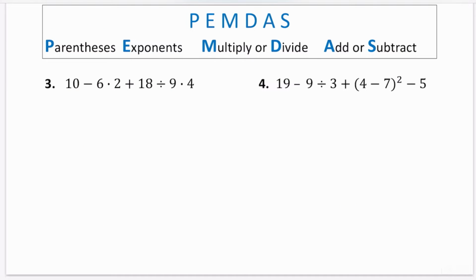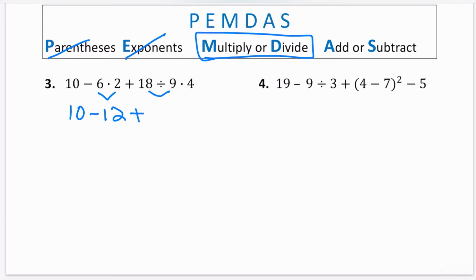In number 3, notice we do not have any parentheses. We don't have any exponents. We are going to multiply or divide from left to right. So the first time I see multiplication is right here. So that means 10 minus 12 plus, I also see division, 2 times 4, because we multiply or divide from left to right, whichever one comes first.